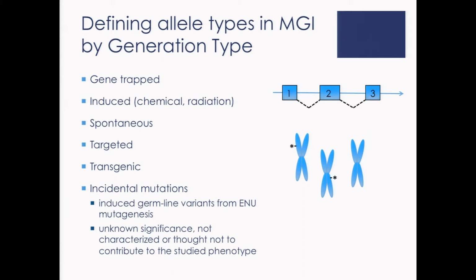The last kind of allele type I'm going to describe is the incidental mutations, which is a new one for us. And these are introduced germline variants from ENU mutagenesis that are at a distance from the variant described phenotypically, and are actually of unknown significance, so they're not characterized or not thought to contribute to the studied phenotype. They are, however, reported to us.